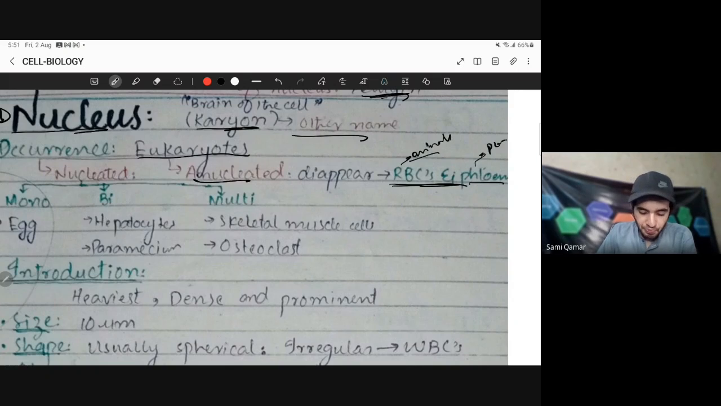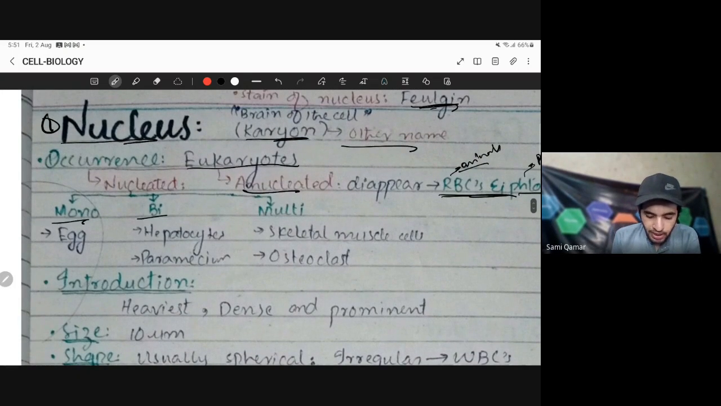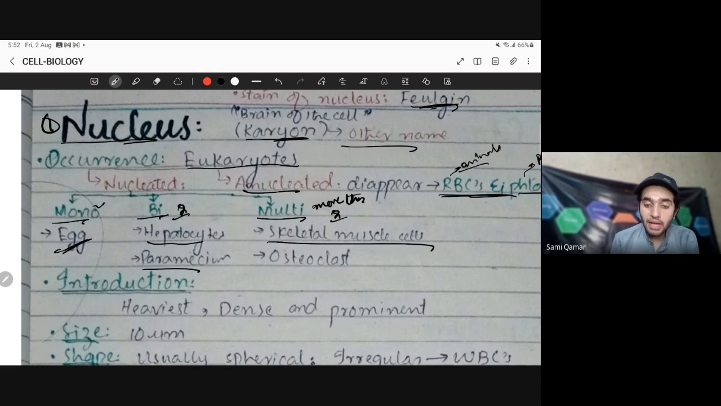Nucleated cells can be mono-, bi-, or multinucleated. Mononucleated means they have one nucleus. An egg has one nucleus. Binucleated: hepatocytes in the liver are binucleated, and Paramecium is binucleated, they have two nuclei. Multinucleated means more than two. Remember this cell: the skeletal muscle cell is multinucleated. And osteoclast is one of three bone cells.